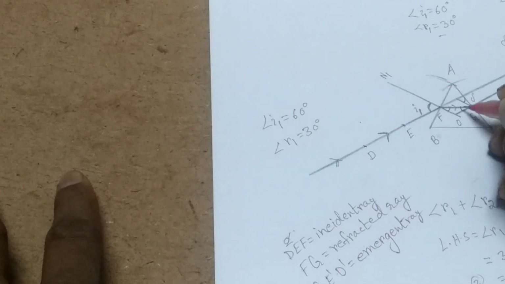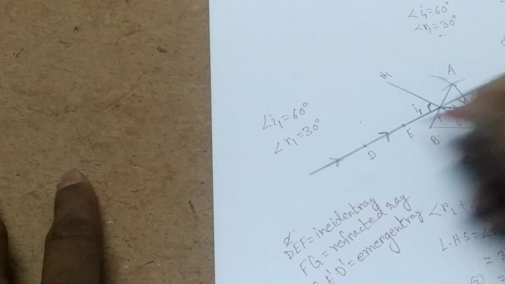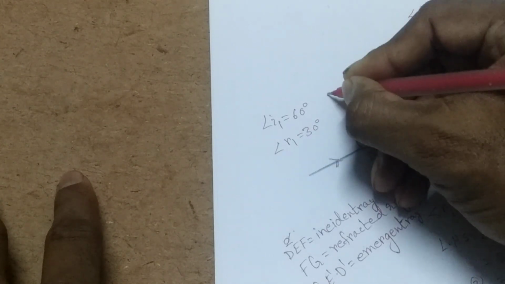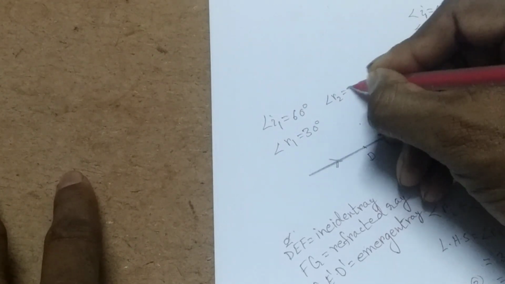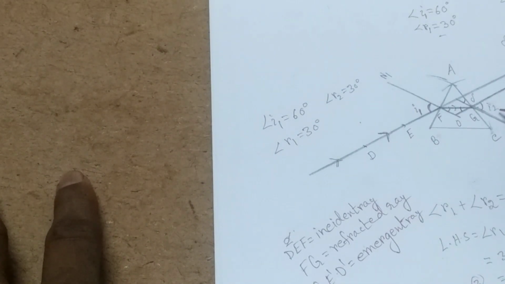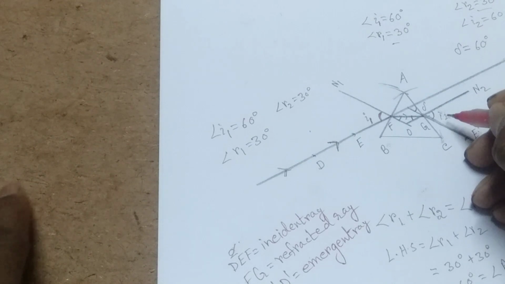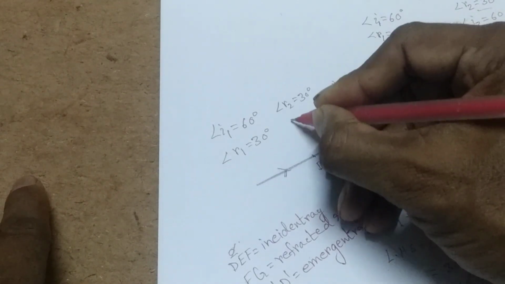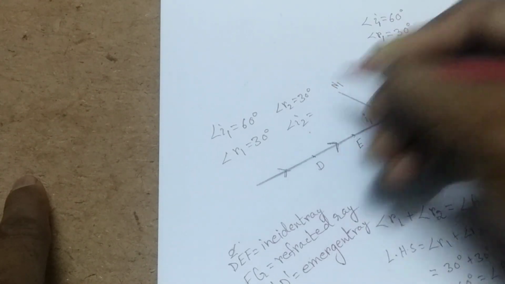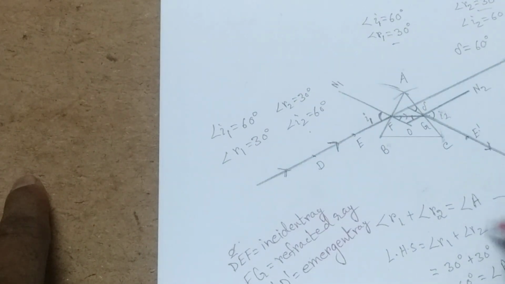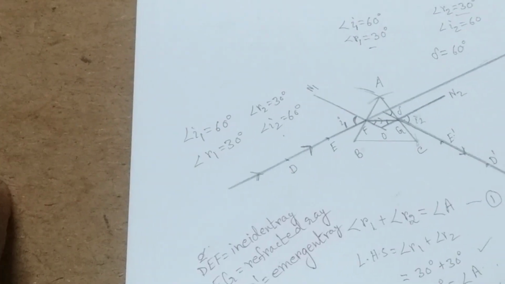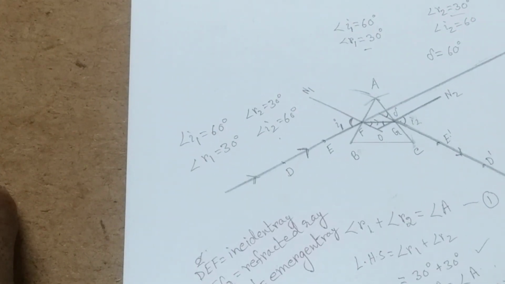Right? Again this is R2, and angle R2 we also got as 30 degree. And this is I2, that is the emergent ray. Angle I2 we got as 60 degree. Right? Here you see that angle I1 is equal to I2, which is equal to 60 degree.